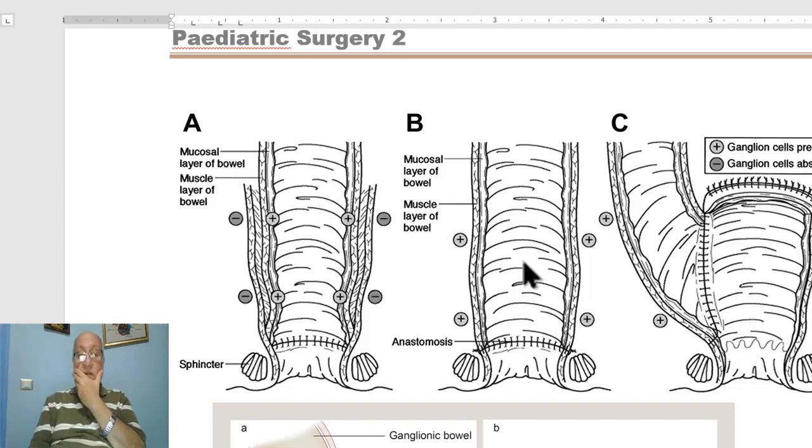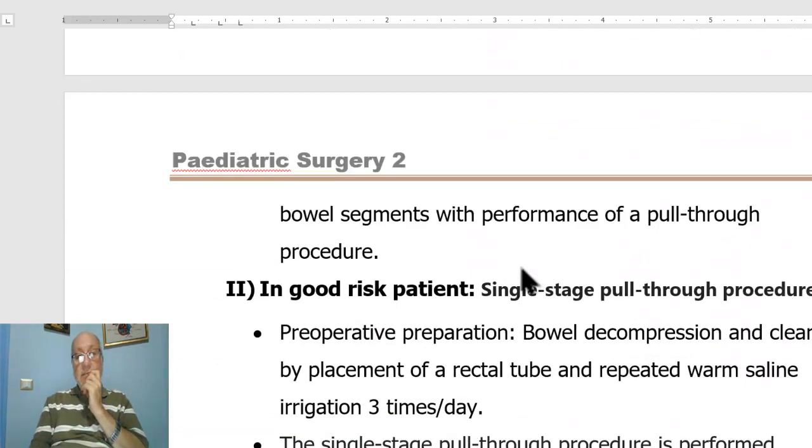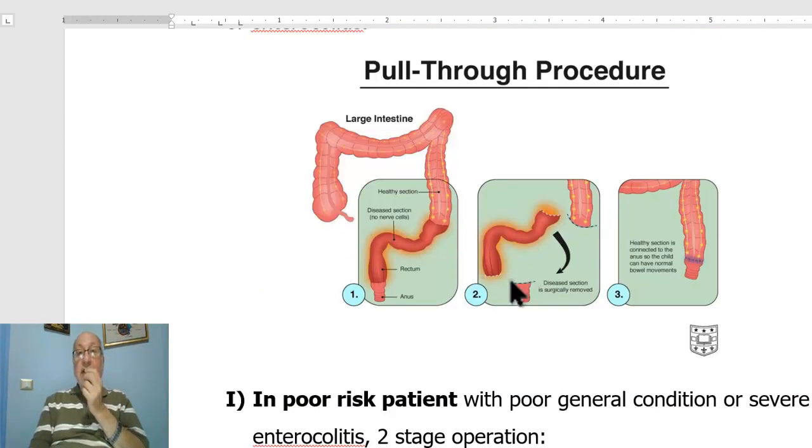There is another famous operation called Swenson operation. What is Swenson operation? The idea is simply excision of the aganglionic segment, excision of all the rectum and sigmoid colon, and the normal innervated ganglionic bowel segment is pulled to be anastomosed with the anal canal just above the anal sphincter. This is called the Swenson operation. This is typically Swenson operation.